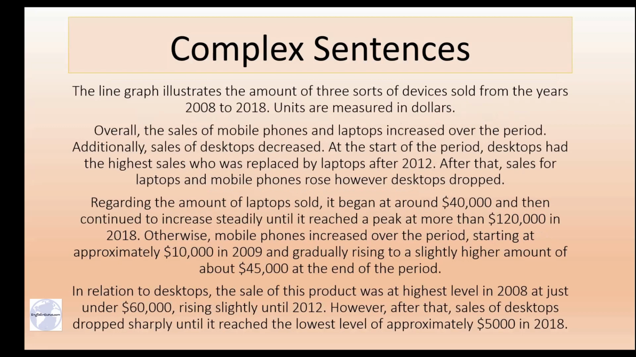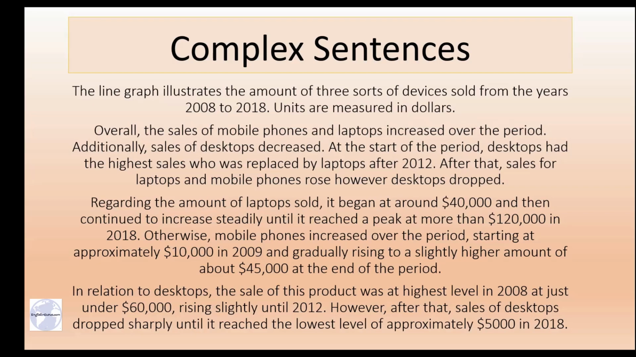So the introduction of this writing task 1 is fine. We're going to go straight to the overview and main body paragraph 1. Tell me what the mistakes are. So overall, the sales of mobile phones and laptops increased over the period. Additionally, sales of desktops decreased. After that, sales for laptops and mobile phones rose, however, desktops dropped.